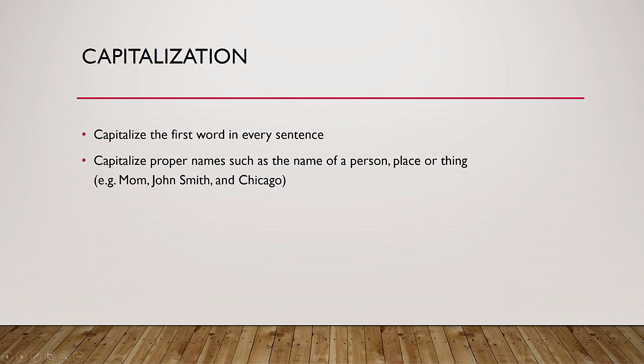Next is John Smith. Notice you capitalize both the first and the last name, and last is Chicago, the name of a town in the United States, and you should capitalize the name of a town, so persons, places, or things.